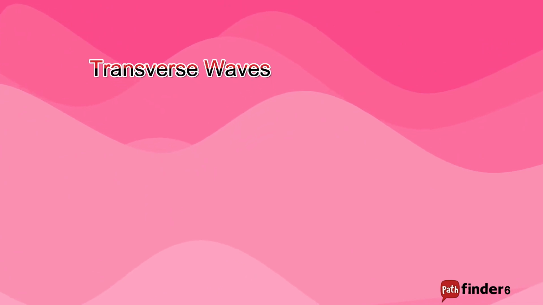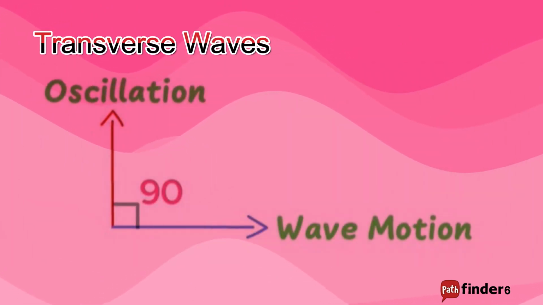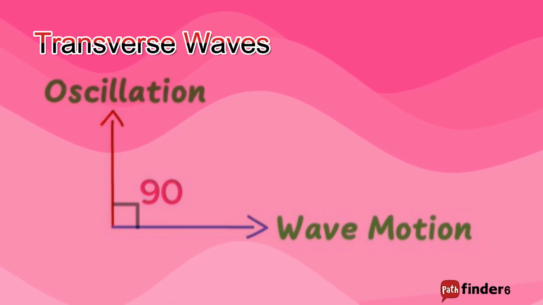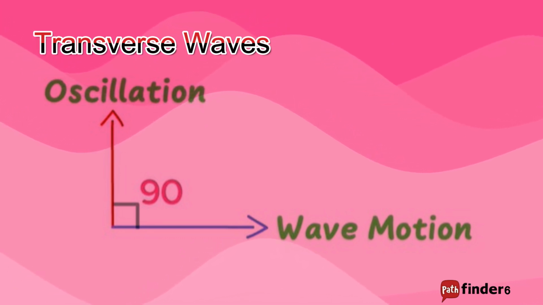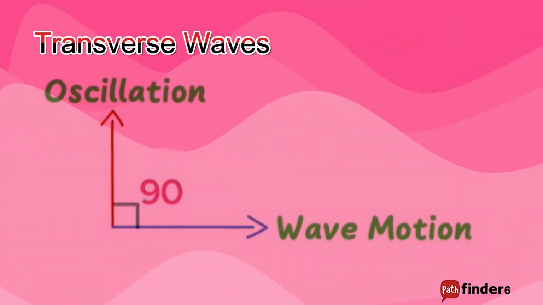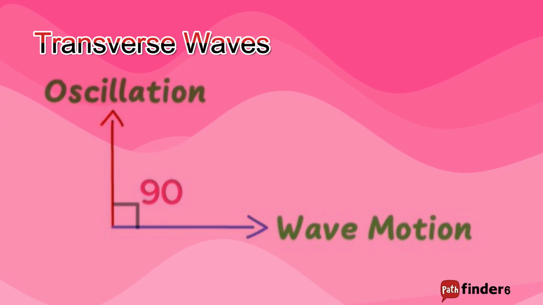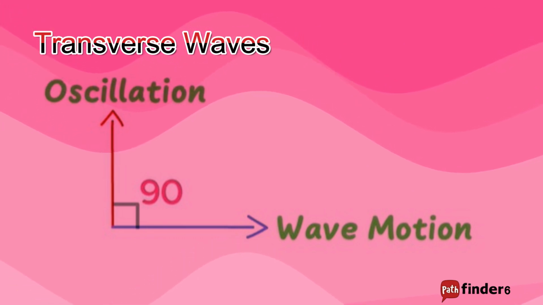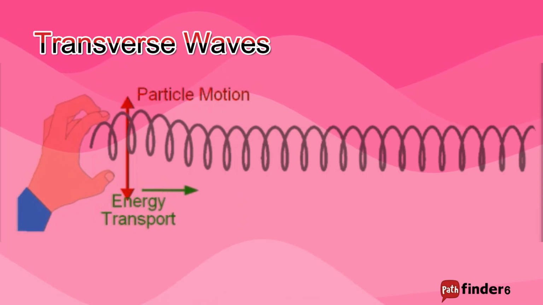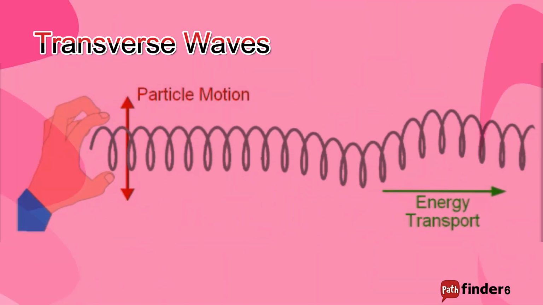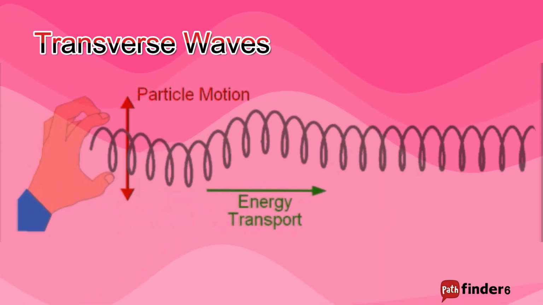Transverse waves. If the oscillations of particles are in y direction and motion of the wave is in x direction, we call it a transverse wave. The angle between oscillations of particles and wave motion is 90 degrees, or they both are perpendicular to each other. For example, consider the waves produced in this lanky spring. Your hand moves up and down in y direction, while the wave moves in x direction. So it is an example of transverse waves.